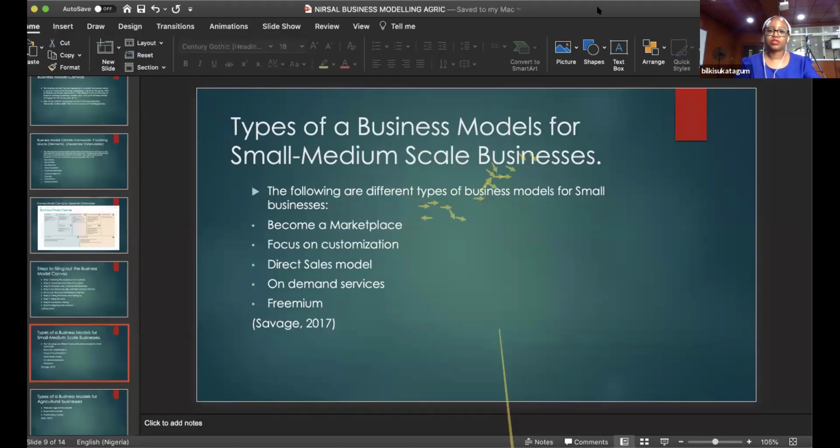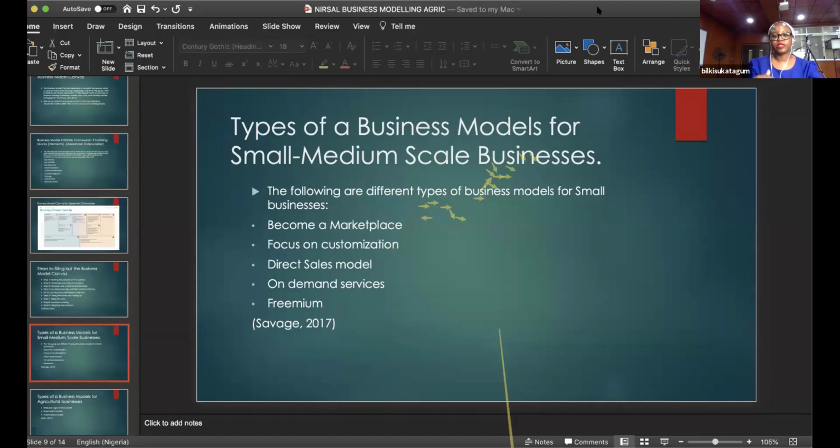The next one is focus on customization. Customization means you're making the product to suit a certain customer. That's what makes you distinct from your competitors. Then another one is the direct sales model. Direct sales model is you're selling directly to the customers itself. You're not using any middleman, no people in between to sell, but just selling directly to your customers. That's another type of business model.